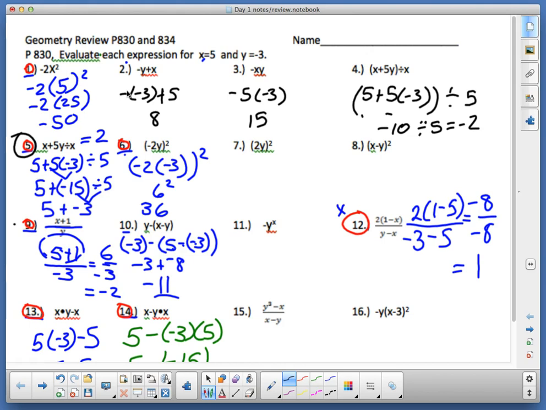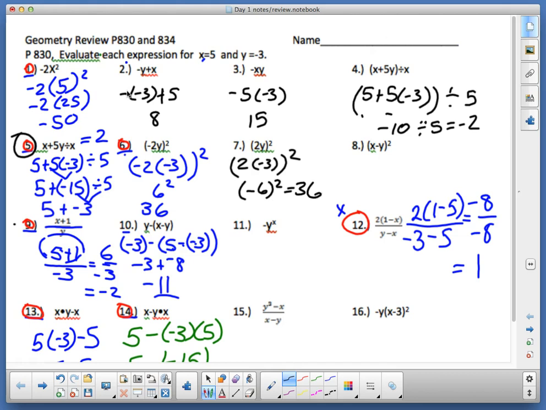Now in problem 7, I've got y again as negative 3. Remember, show me this work. This is important. I want to see what you put in. I want to see your supportive evidence for your answer. This is going to be negative 6, and then negative 6 squared. This whole value squared is going to equal 36.